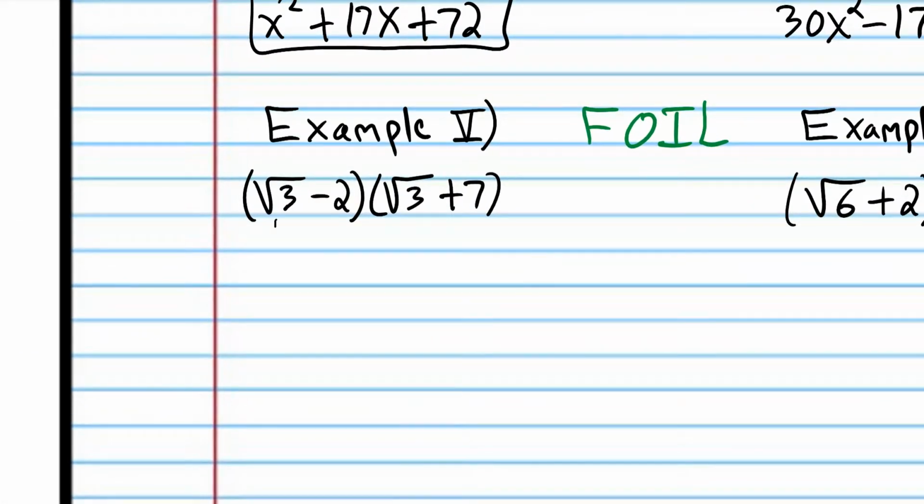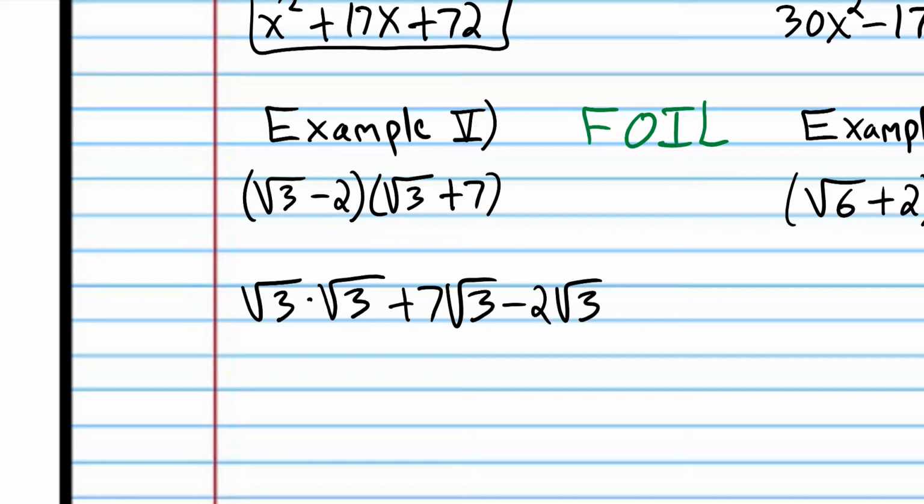So first we're going to multiply the first terms, and I'm going to do this very slowly just to make sure you understand what's going on here. So we multiplied the first terms. I'm going to skip down a little bit so I can write in there. Now we're going to do O, multiply the outside terms. 7 times root 3 is 7 root 3. Then the inside terms, negative 2 times root 3 is negative 2 root 3. And then the last terms, negative 2 times 7, and there you go.